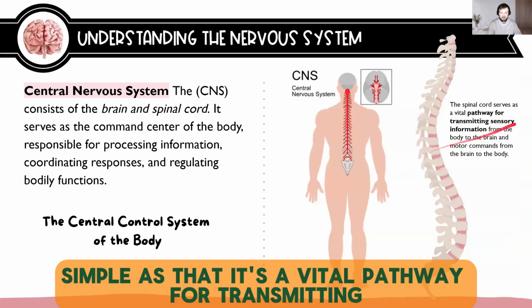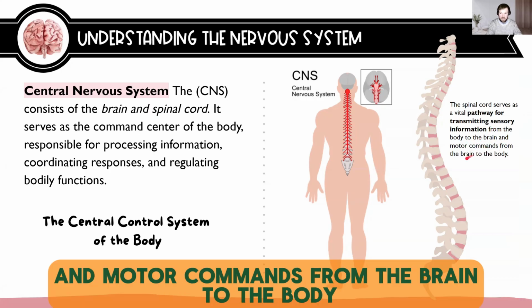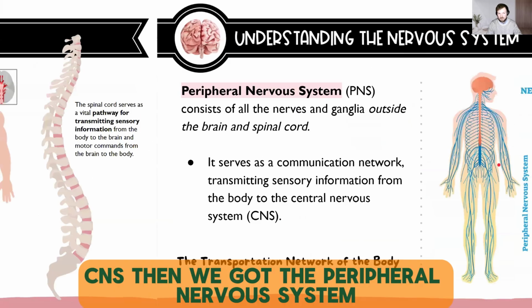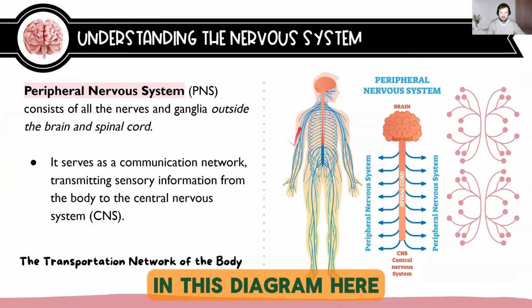Simple as that. It's a vital pathway for transmitting sensory information from the body to the brain and motor commands from the brain to the body. CNS. Then we got the peripheral nervous system. Now, the peripheral nervous system is just everything else. All these blue parts in this diagram here.